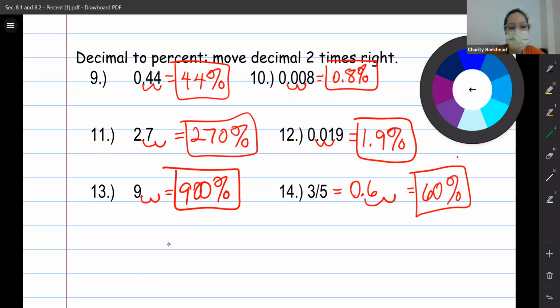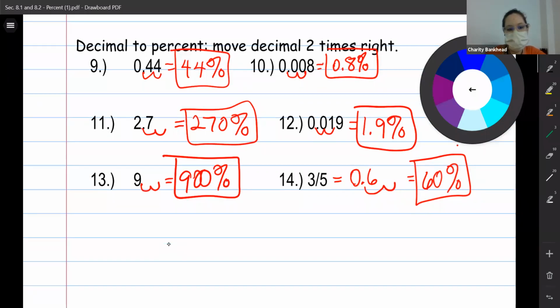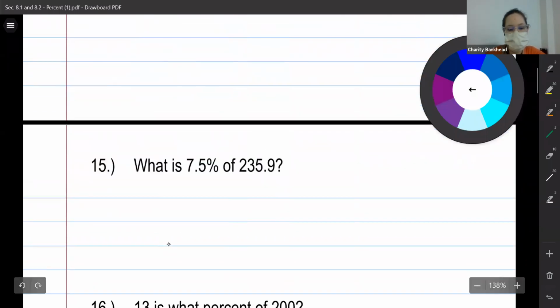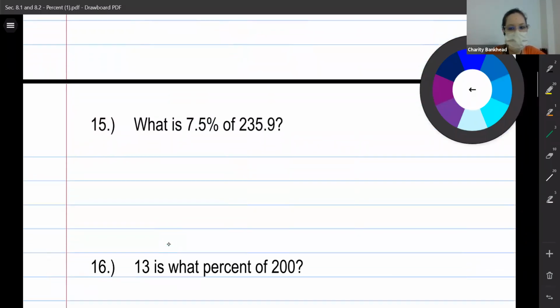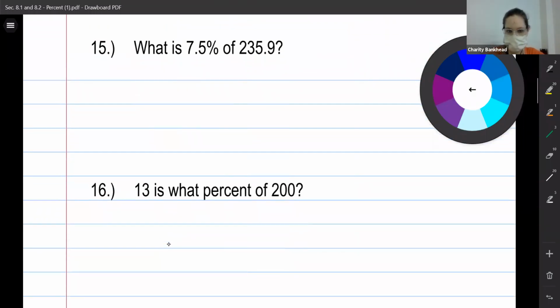All right. Any questions about any of that stuff? All right, so now we'll start actually doing some finding percents.